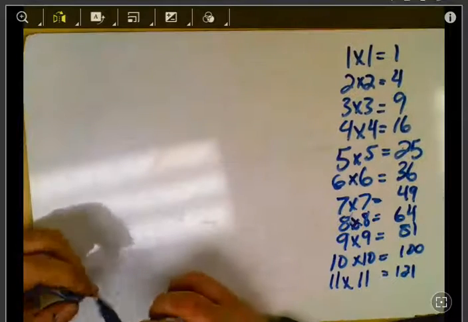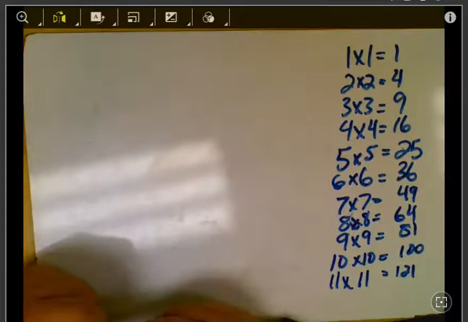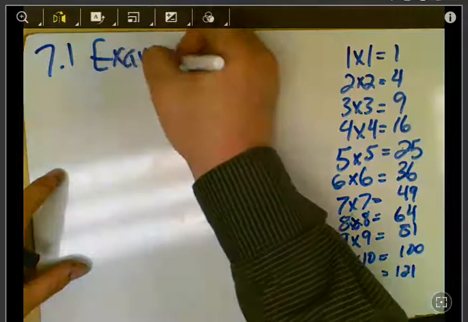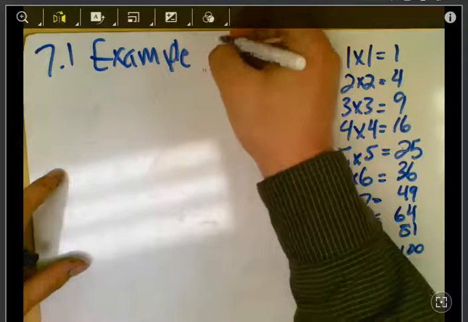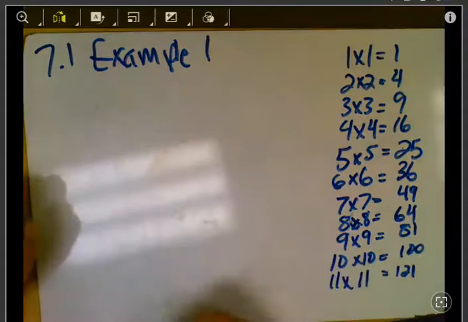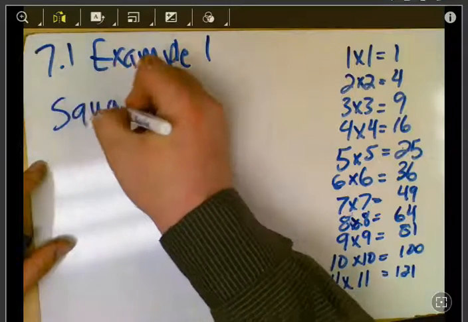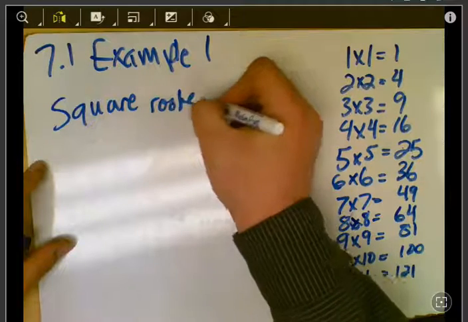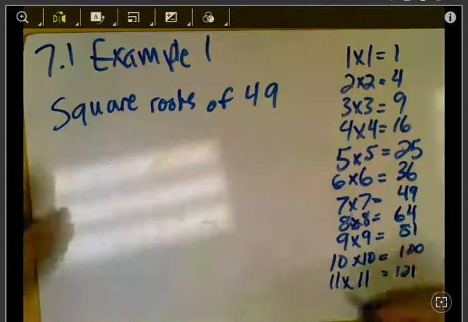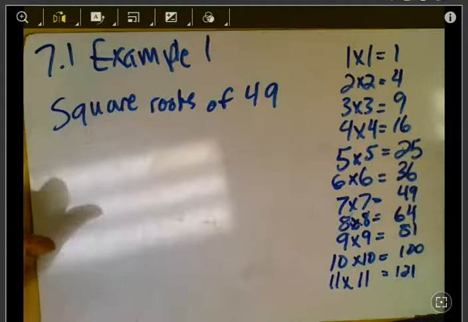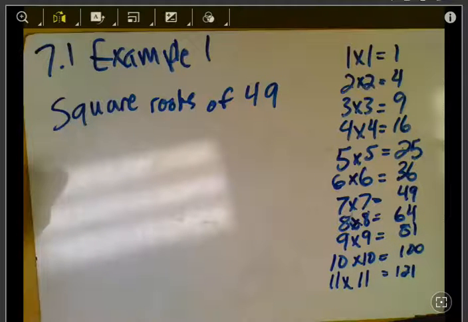So for a problem like example 1, I'm going to write that up here, 7.1, example 1, where we need to find the square roots of 49. We need to figure out what number over here times itself equals 49. 49 is a perfect square. When you look at that, try to recognize that. Check and see if it's a perfect square before you start the problem.